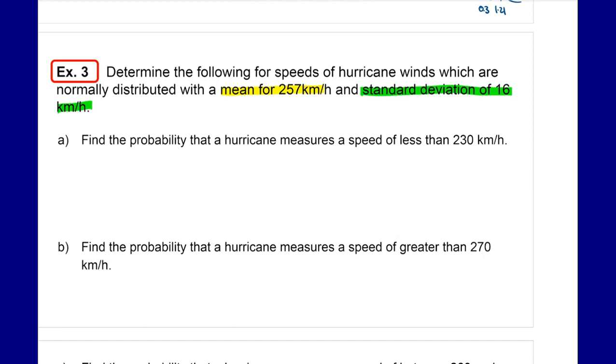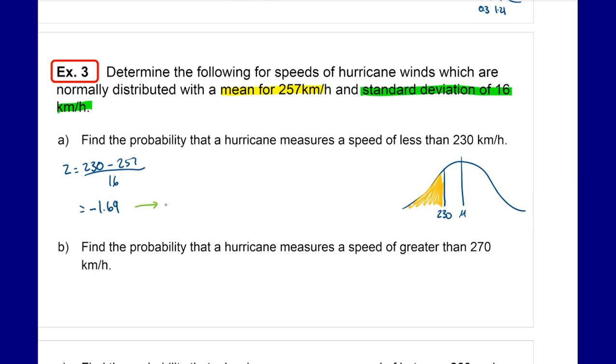The probability that a hurricane measures a speed of less than 230. So sometimes it helps to kind of draw it to visualize it. So we have our mean here. 230 is below that. And we're trying to find out this probability, less than 230. So we need to find a z-score. So the value minus the mean divided by the standard deviation gives us negative 1.69. So that's our z-score. So that value of 230 is 1.69 standard deviations below.